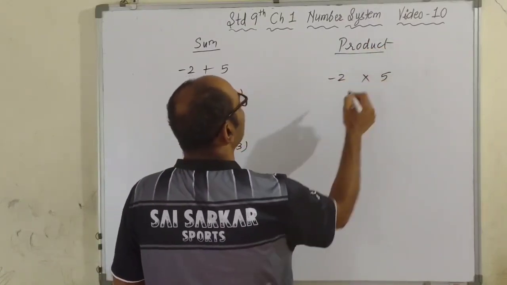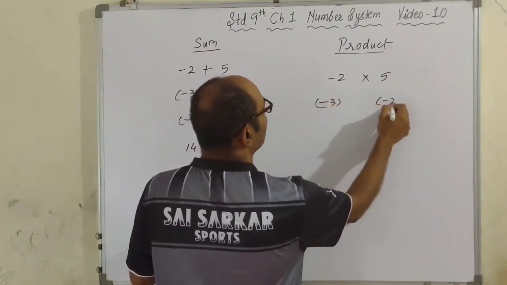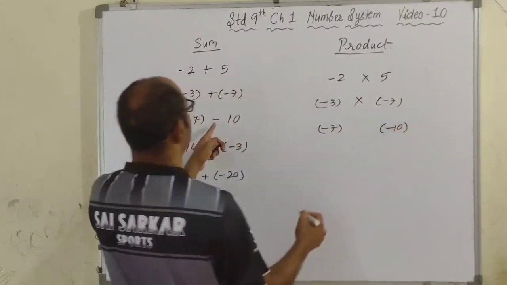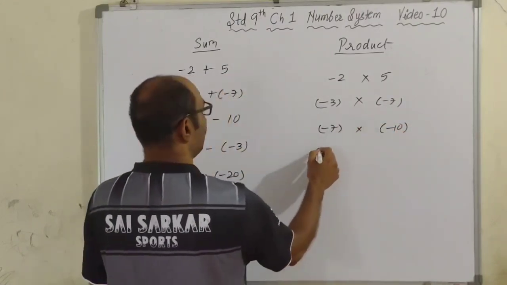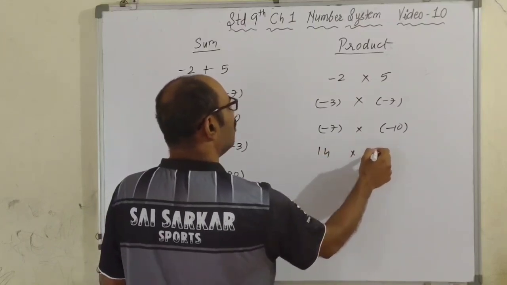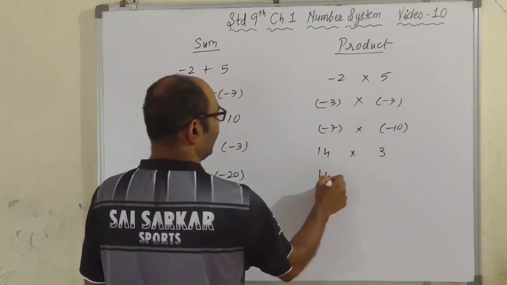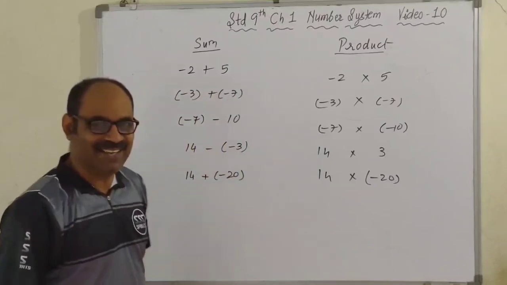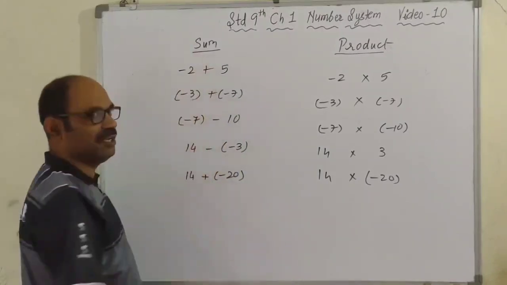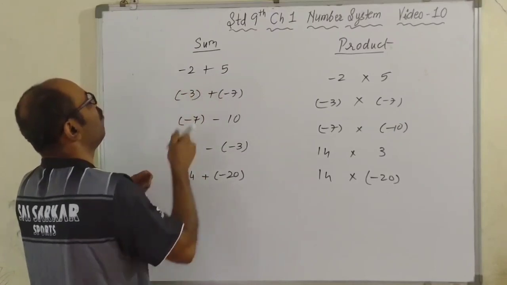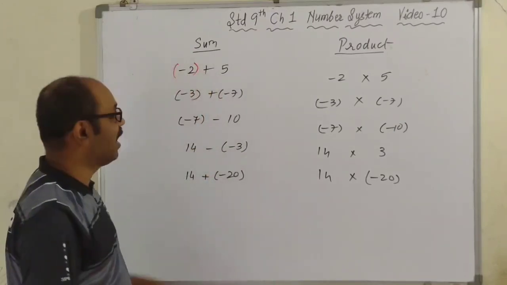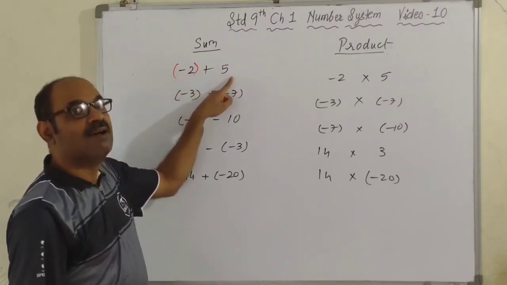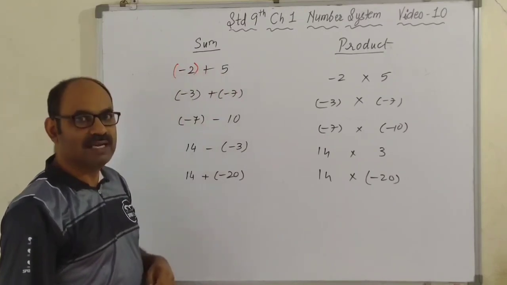Minus 2 and 5, I'm going to multiply. Minus 3 and minus 7, I'm going to multiply. Minus 7 and minus 10. Then 14 into 3, I'll put. 14 into minus 20. Please pay attention, children. Now this is addition. We have two numbers. If you want, you can put the bracket. In fact, we are going to remove the bracket. The first integer is minus 2, which is negative. The second integer is 5, which is positive. And we have to do the sum.